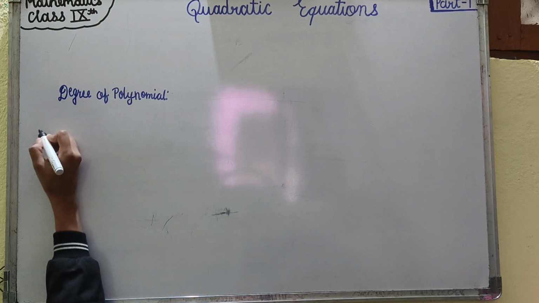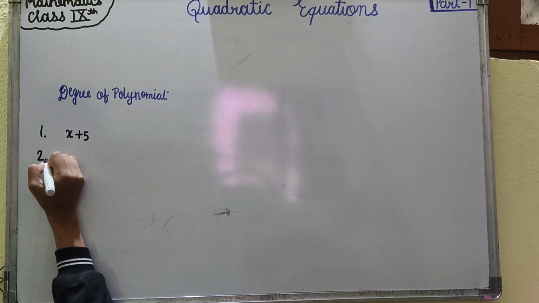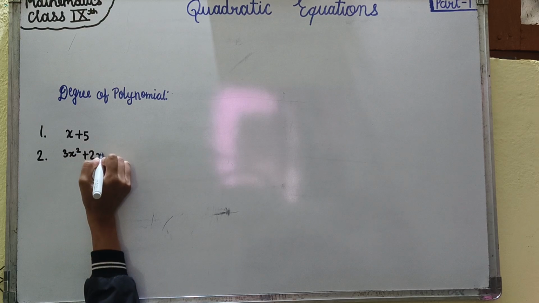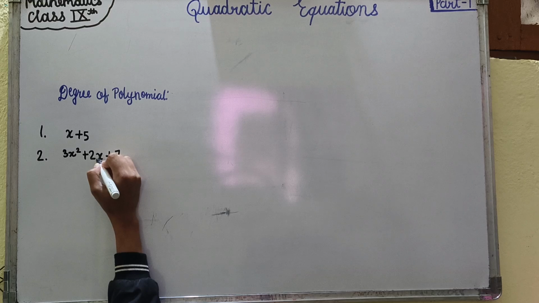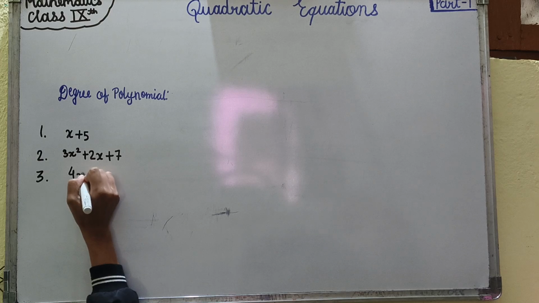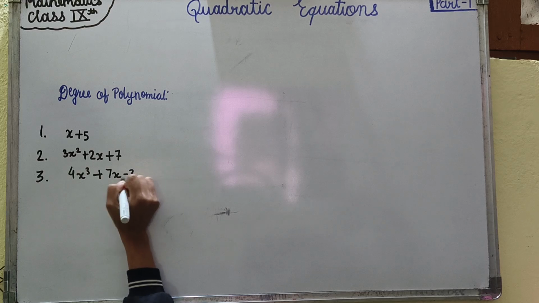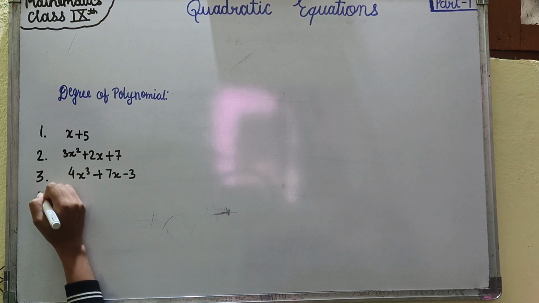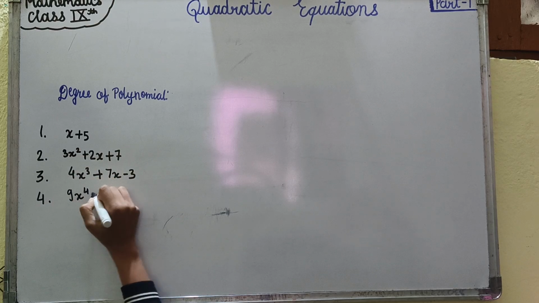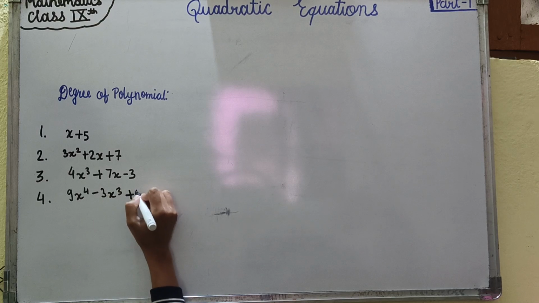In a polynomial of one variable x, the maximum power of x is called the degree of polynomial. So I will write some expressions here. x plus 5. Second I'll write 3x square plus 2x plus 7. Third will be 4x cube plus 7x minus 3. Fourth I'll write as 9x raised to 4 minus 3x cube plus 5x plus 2.